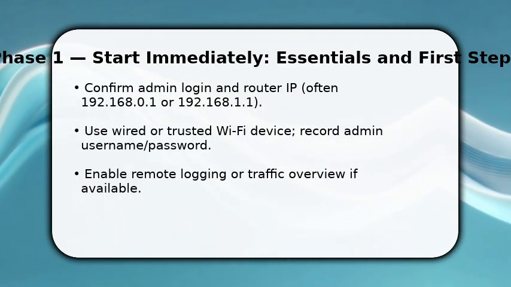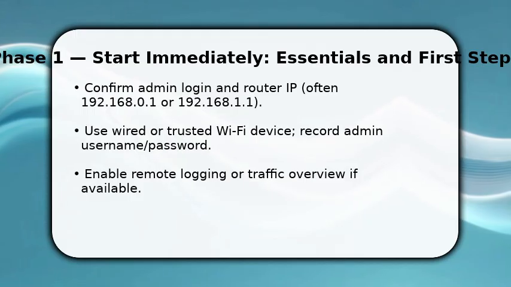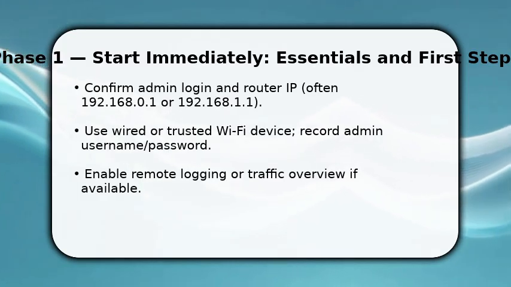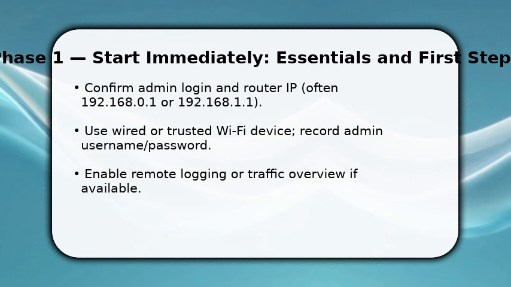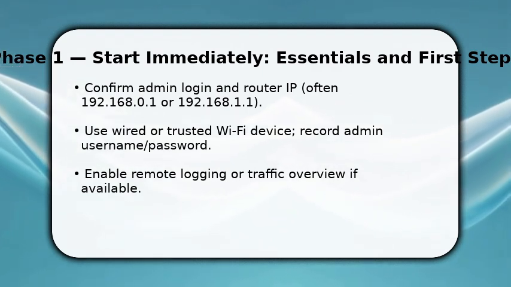Make sure to use a wired connection if the signal is unstable, and enable logging or traffic statistics so the router retains usage history. These steps are essential because your router aggregates per device data, which you will use to measure consumption accurately. Next, identify every connected device.